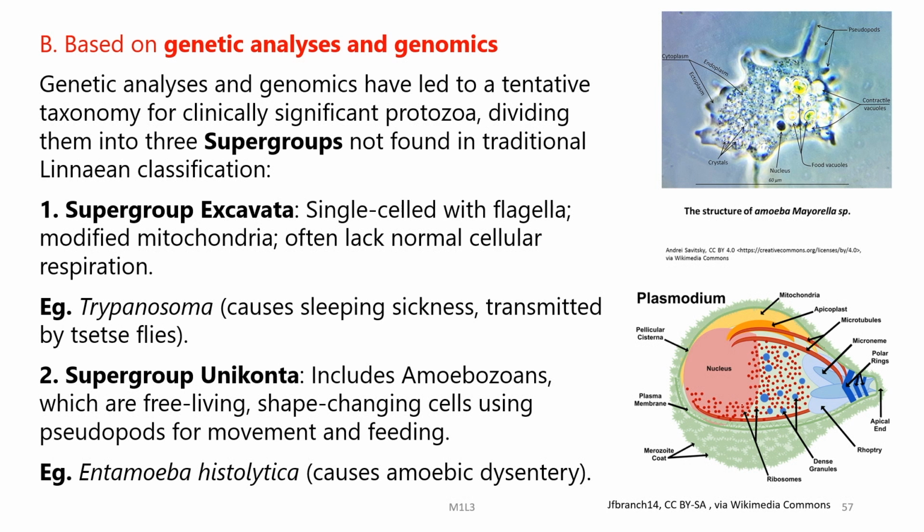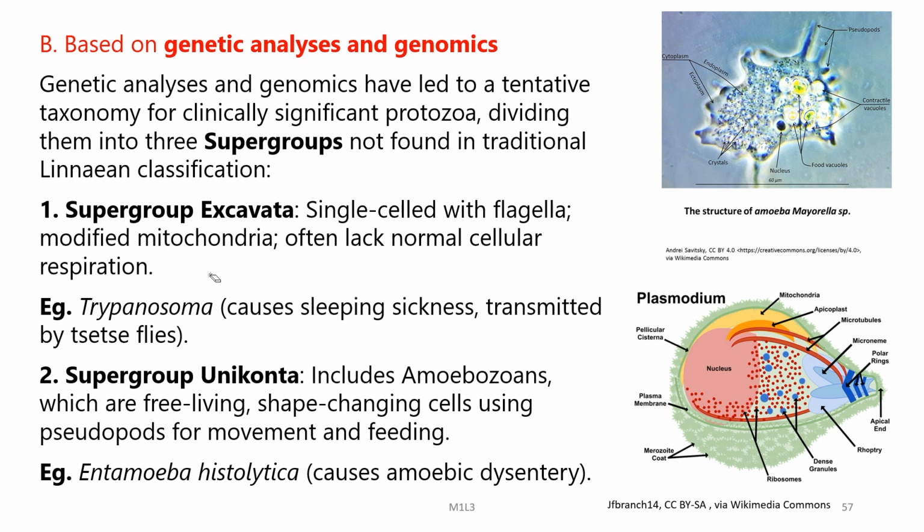Another classification of this group is based on genetic analysis and genomics. Genetic analysis and genomics have led to a tentative taxonomy for clinically significant protozoa, dividing them into 3 supergroups not found in traditional Linnean classification. So, the first supergroup is Excavata. These are single celled with flagella and modified mitochondria, often lacking normal cellular respiration. For example, we have Trypanosoma, which causes sleeping sickness, and is transmitted by tsetse flies.